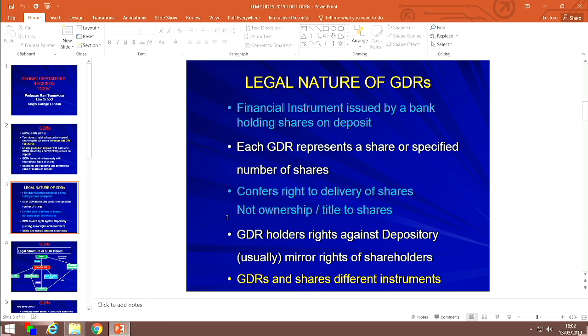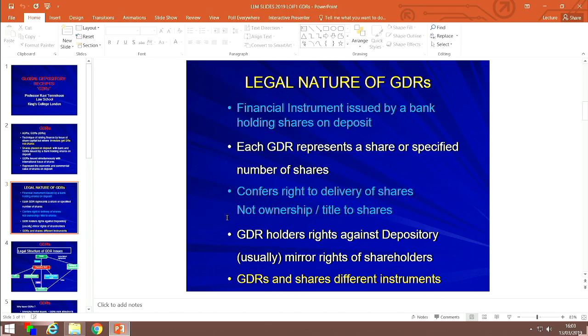It's only a bank which issues DRs, because it's only a bank which can take the shares on deposit and issue these instruments. The way it's structured is that each GDR issued by this bank will represent a share, or a number of shares specified in the GDR, i.e. this GDR represents two shares or three shares held on deposit by me, the bank. The GDR gives a legal right to the GDR holder, the delivery of the shares on deposit. It's a right against the depository bank and nobody else.